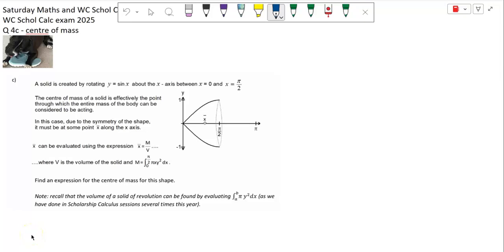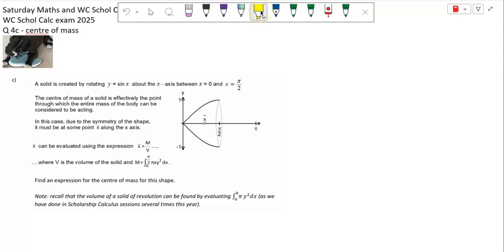Kia ora, here's question 4C from this year's WC Scholarship Calculus exam. So this is a really old one from a scholarship paper written by Mr. Vaughan and Mr. Clark about 12 years ago. It's a question where it looks really hard, but we tell you what you have to do if you read through it slowly. So let's have a wee look.